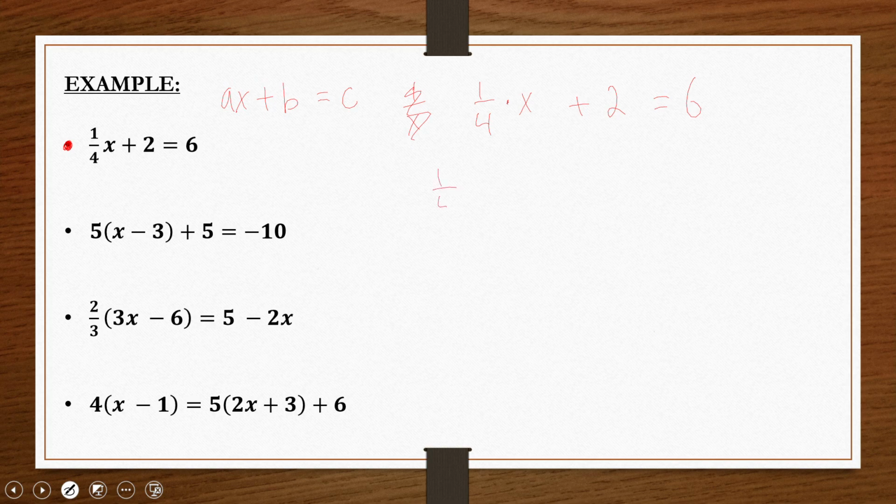So 1/4 times x plus 2 minus 2. And of course, we subtract 2 from the other side as well. And often you'll see it written sort of just underneath the algebra.